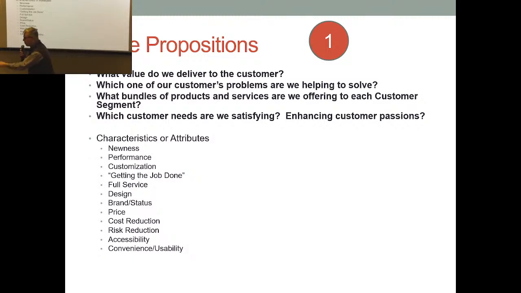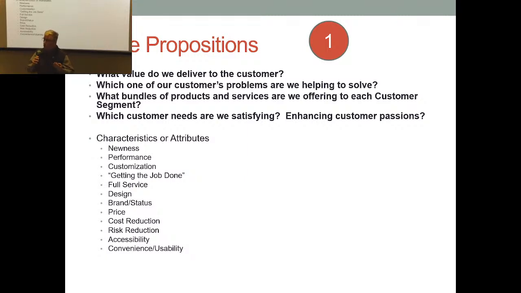Think about your product and service attributes. Is it new? Is it giving you better performance? Can you customize better? Are you offering full service in an industry that doesn't have that? Are you providing it at a lower price for customers than the competition, but the same quality? These are what we have to really understand and explore, and this will be different for every customer segment.